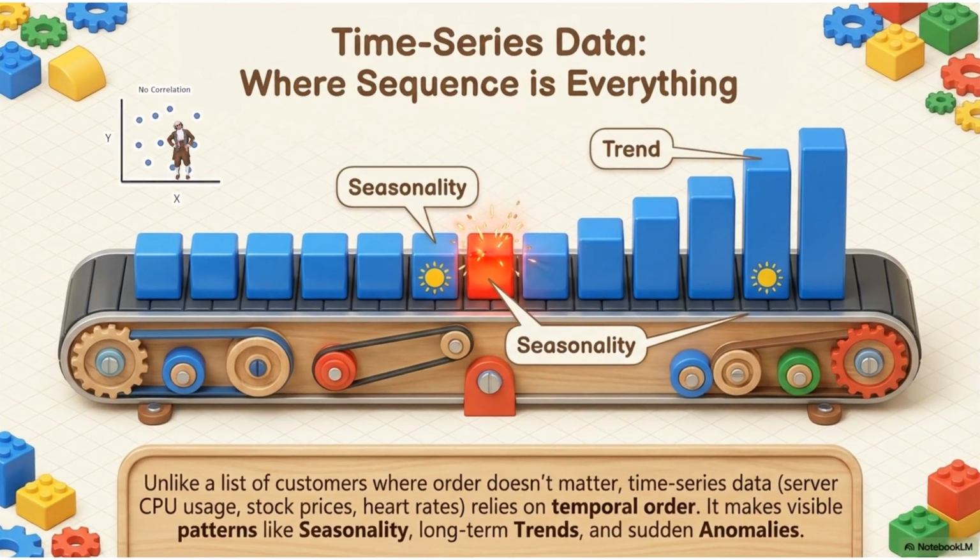Time series data is where sequence is everything. It relies on temporal order to make patterns visible, such as seasonality, long-term trends, and sudden anomalies. Examples include server CPU usage, stock prices, and heart rates.